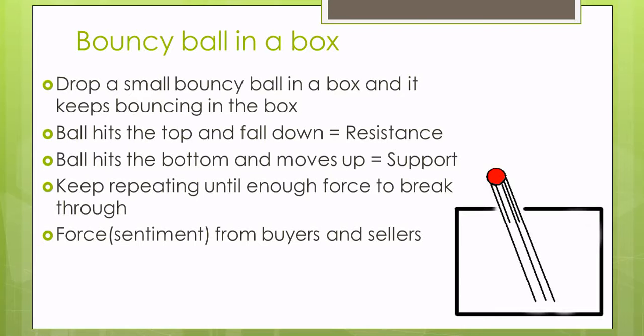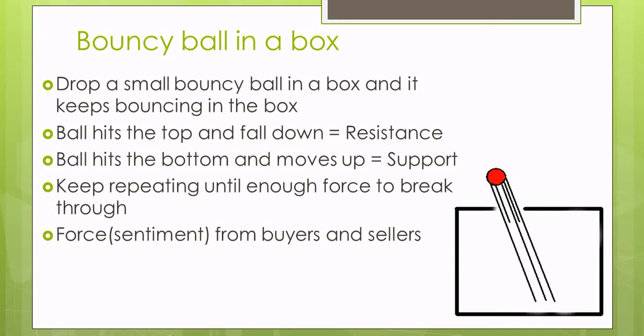Now the ball in this example refers to the stocks. When the sentiment of the market is bullish, meaning there are more buyers than sellers, this bullish force will propel the ball higher and it will be able to break through the top of the box and any resistance level above it. Now if the sentiment of the market is bearish, meaning that there are more sellers than buyers, this bearish force will drive the ball lower and it will be able to break through the bottom of the box and the support levels below it.